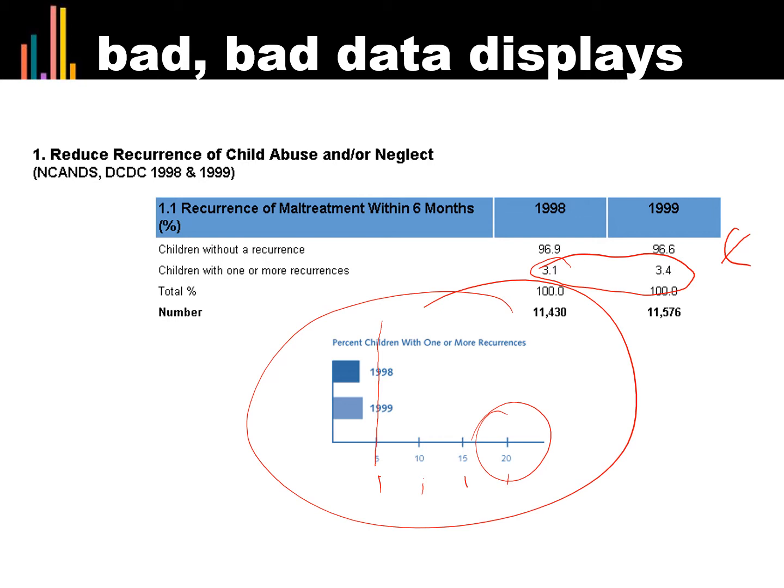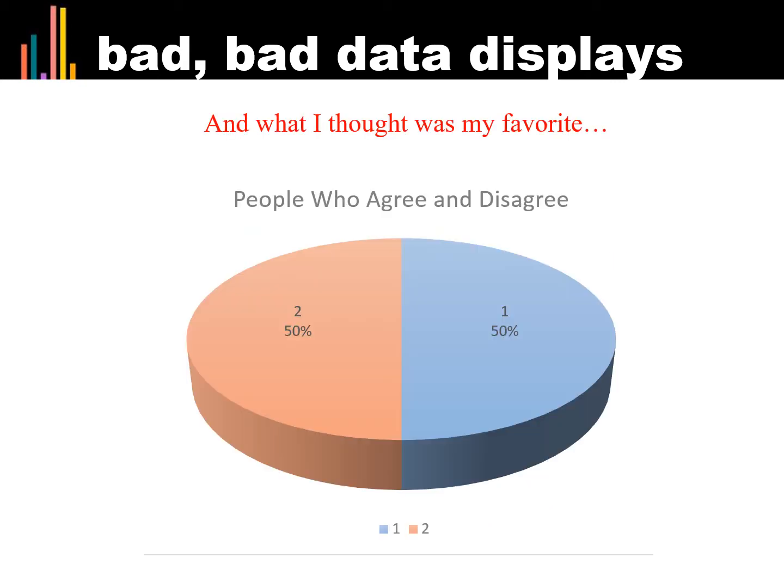But here's the most important point about why this is a bad data display. Your readers don't need a data display for these numbers. The numbers are simple. So if you look at the numbers, looking at them visually does not help them understand those numbers in any way. So bad data display there.